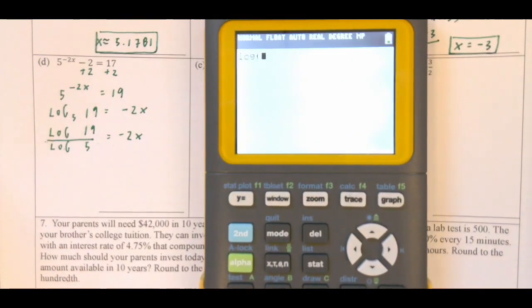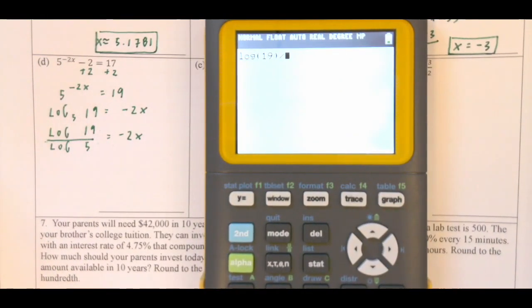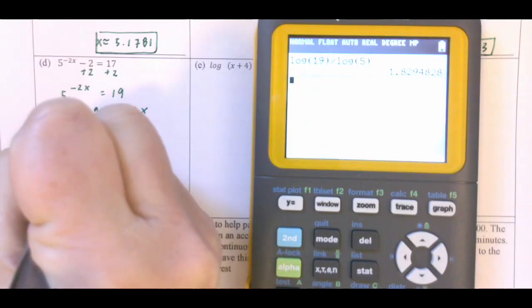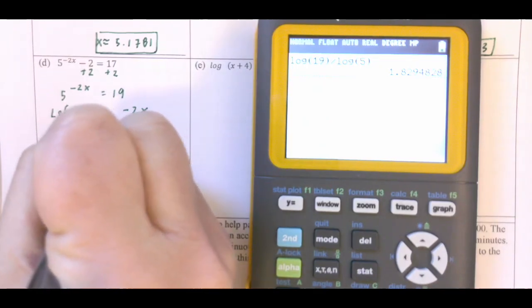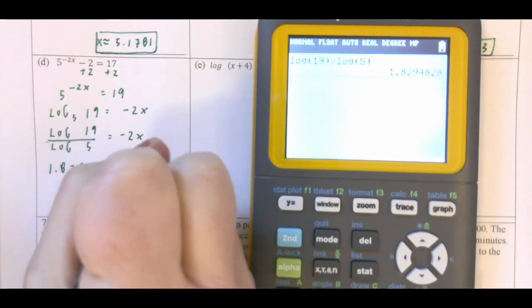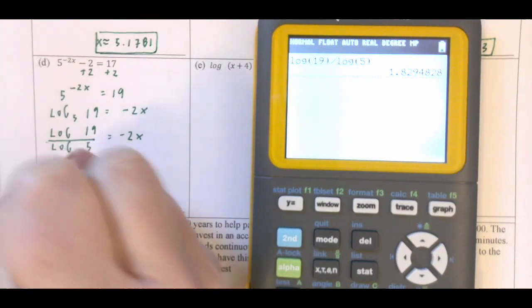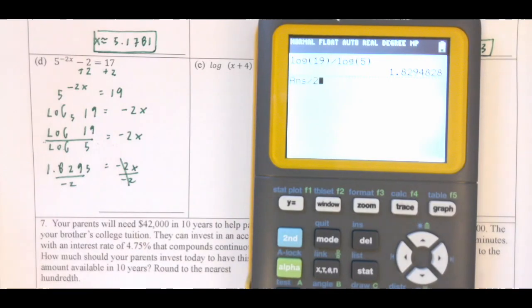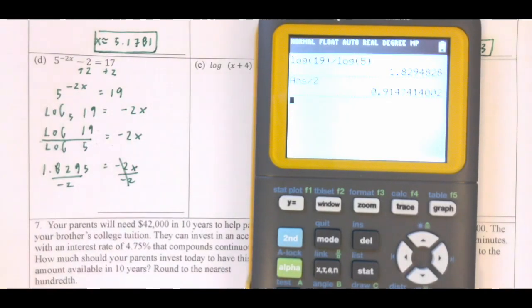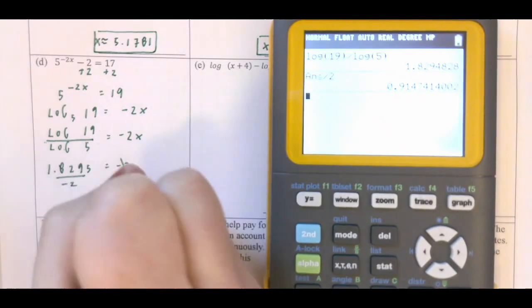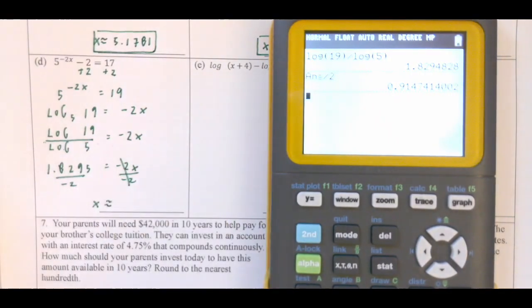So I can say log 19 divided by log 5. There we go. Gives me that decimal approximation. I usually record it to 4 decimal spots. It's nice and precise in my calculator. And then I just have to divide by 2. So divide by 2, right? Previous answer divided by 2, and here I'll take it to 4 spots. So x is about, let's see here.